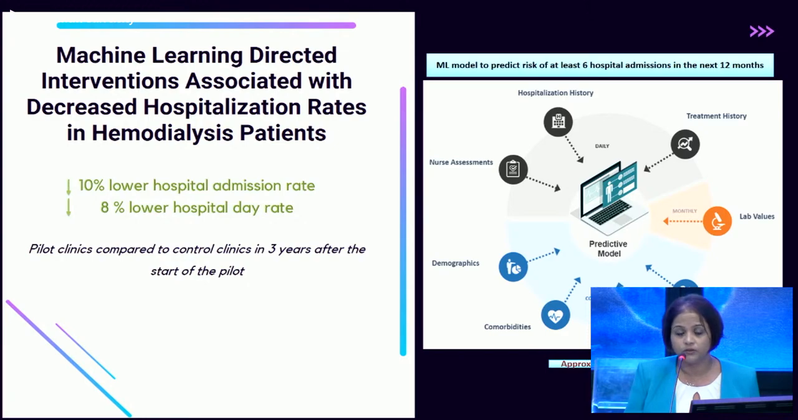And what we observed here was that the group of clinics that used the machine learning model and the thoughtful interventions that were designed had 10% lower hospital admission rate and 8% lower hospital days rate compared to a control group of clinics in the 3 years after the start of the pilot. The reason this study is important is because this shows it's not just the machine learning model, but it's a combination of the model along with the thoughtful interventions that is likely to have made the positive outcome.